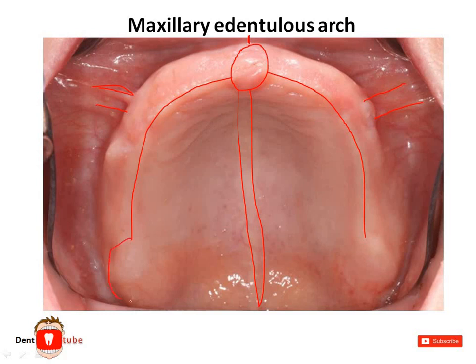This is the maxillary tuberosity. And this is the hamular notch. And we can see the openings here. These are fovea palatini. And this is the posterior palatal seal area. So this becomes labial vestibule and this becomes buccal vestibule.